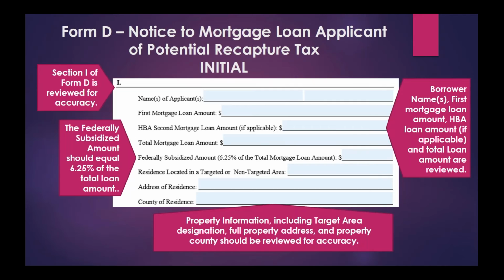Again, you'll complete the name of the borrowers, the first mortgage loan amount, and the second loan amount, only if it's a HUBA. If there's other secondary funding, like the Federal Home Loan Bank grant money, that would not be completed on this line. And the total mortgage loan amount, if it's not a HUBA, will match the first mortgage loan amount. Otherwise, it's the first mortgage and the HUBA second added together. The federally subsidized amount is 6.25% of that total mortgage loan amount. And then you list whether it's in a targeted or non-targeted area, the full subject property address, and the county of residence.